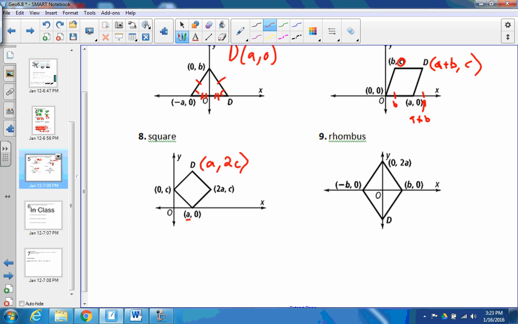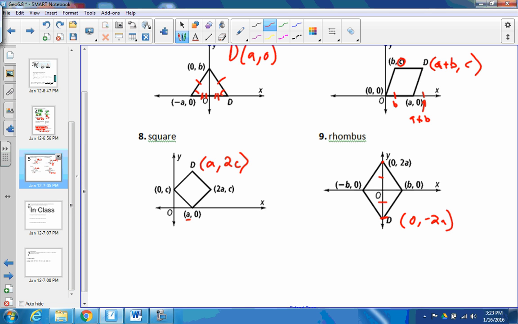And the rhombus. Based on the rhombus, we just know that they're parallel. We know that all the sides are congruent. We know the opposite angles are congruent. But let's look at what D would be. We're going over 0, so the X should be easy. And if we're going up, these bisect each other, remember? So if we go up 2A to get here, we'll be going down 2A, so this would be negative 2A right there. And that's the last one we're going to do.